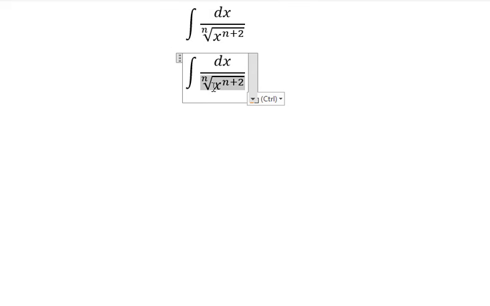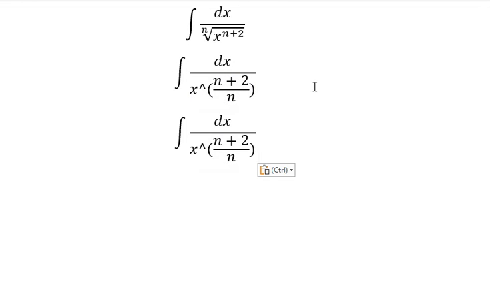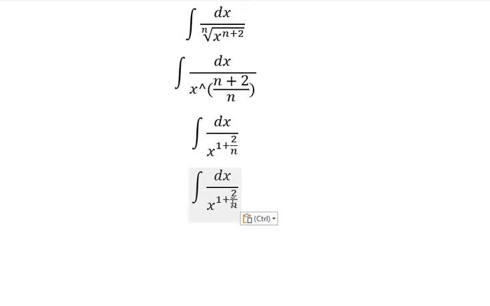About this one, we can put it into s to the power of n plus 2 over n. So this one we have n divided by n, we have number 1. So if we want to put this one on the numerator, we have the negative sign in here.